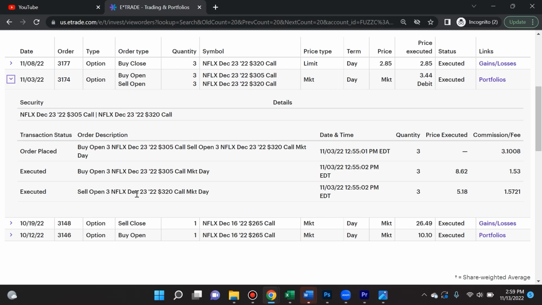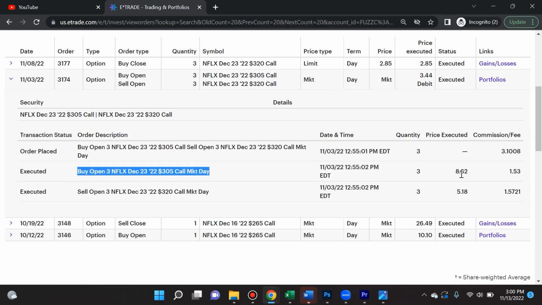And how much was I able to sell these for? $518. So you have to take the $862 that I would have paid, then subtract the $518 because I went ahead and sold options to other people that bought it right away, and that gives us a debit of $344 an option contract.